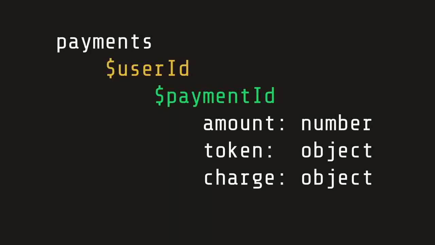Every payment is nested under its associated user ID. The payment object has an amount, which is just a number, and the token and charge properties are objects that are returned from Stripe. They contain all kinds of useful information that we'll see later in this lesson.